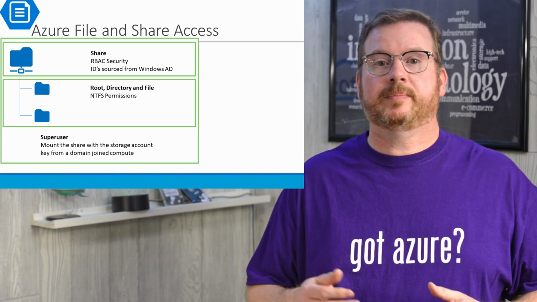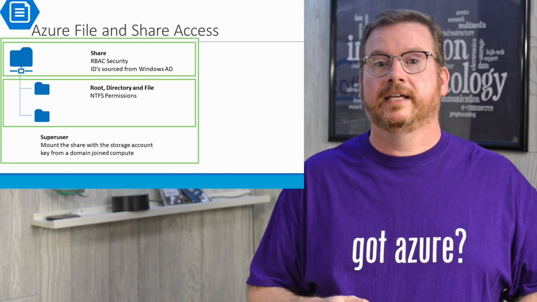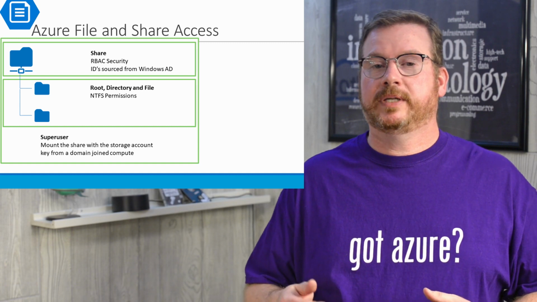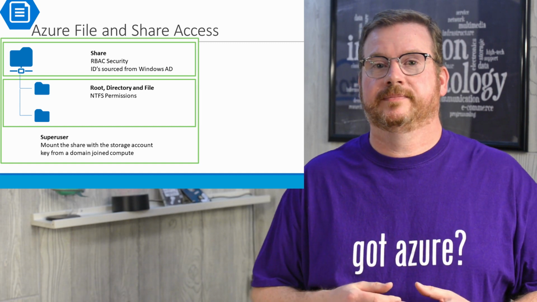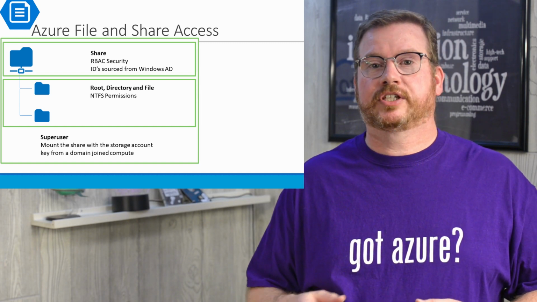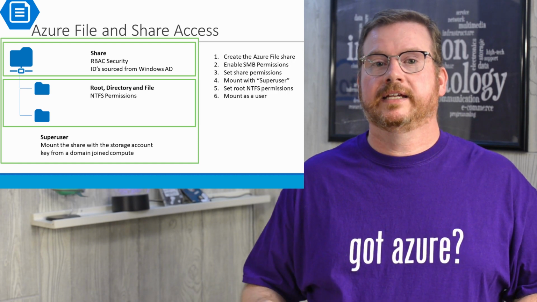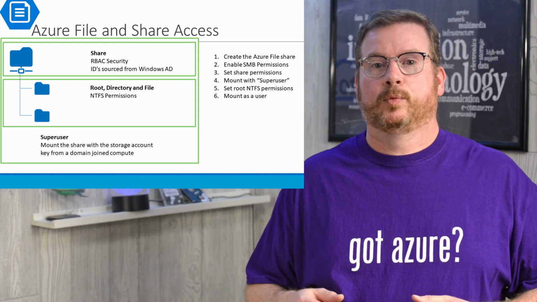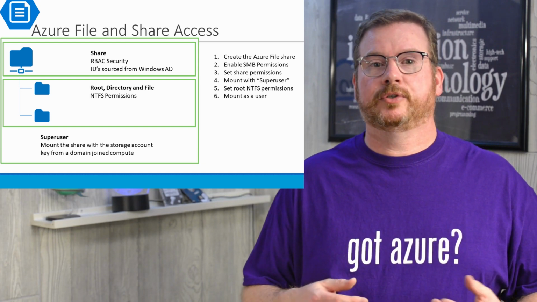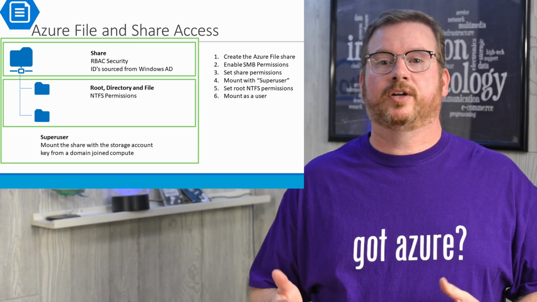The share has to be mounted on a computer on the domain so we can add NTFS permissions to users on the domain. The process we follow in the demo is to create the share and set the permissions, mount the share with the storage account key, set the root directory permissions. Once that's all done, mount the share as a normal user and use it. Let's jump in and walk through this.